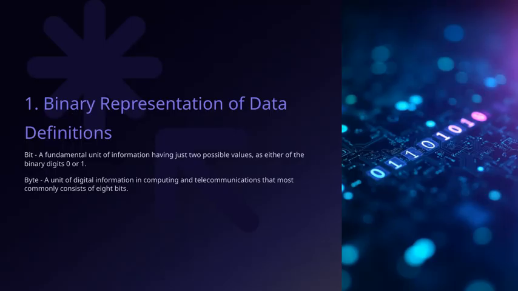Let's start with the basics of how data is represented in digital systems. First, we have the concept of a bit. A bit is the most fundamental unit of information, and it can only have two possible values, 0 or 1. These two values are the building blocks of all digital data. Think of a bit as a simple on or off switch.